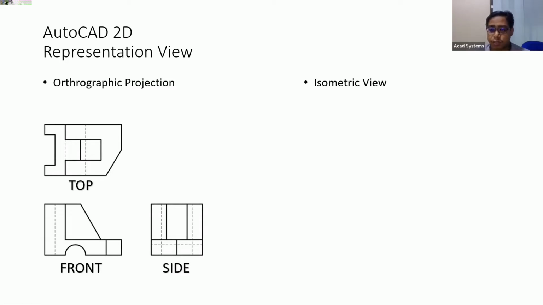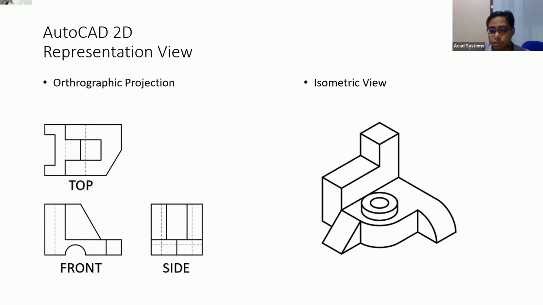So and then we have the isometric view. So isometric view basically is a representation of a 3D object but in 2D. So we're going to create these two, which is create a few views, and then let's say we have those multiple views, and we're going to combine them into one isometric view.